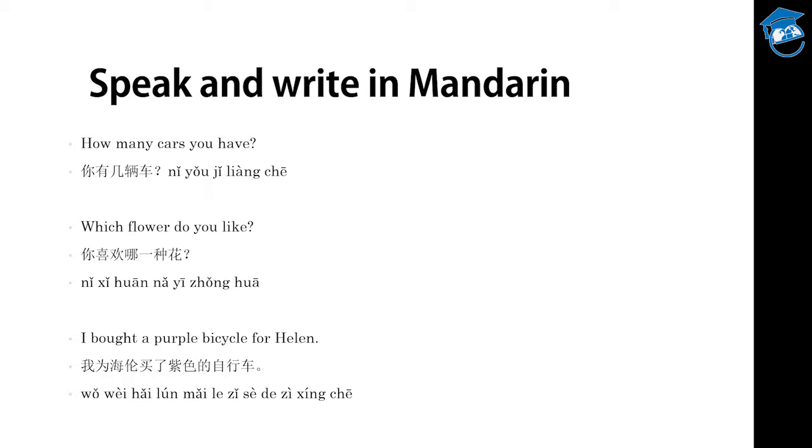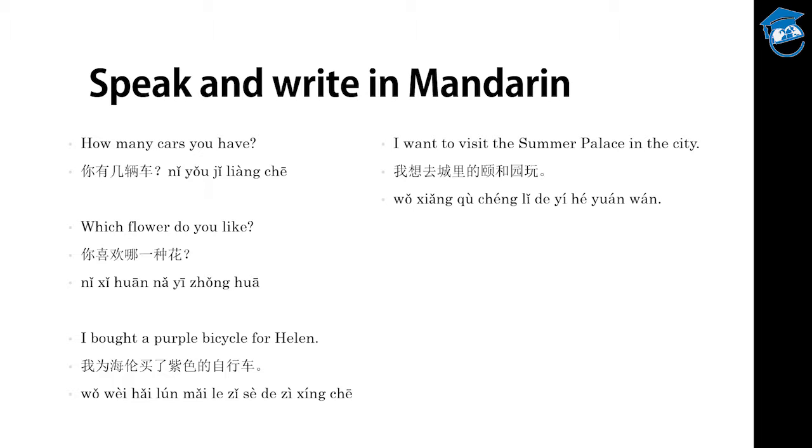So this is a revision to the grammar structure that you have learned. Alright? Let's see what's next. It is I want to visit the summer palace in the city. Okay? The Mandarin sentence I have here is 我想去城里的颐和园玩. Okay?